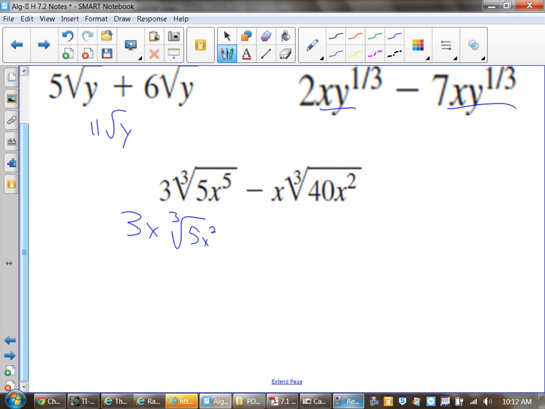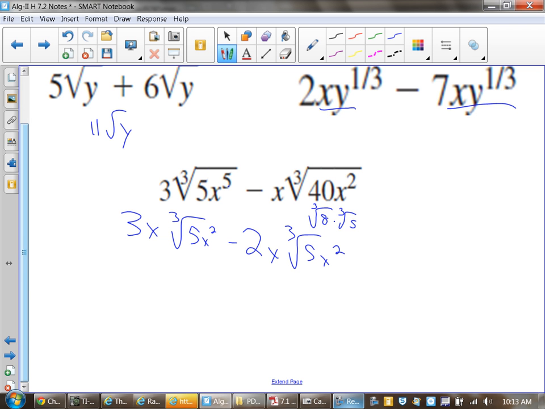What's a perfect cube that's hiding within the 40? Here's a hint. What's 40 divided by 5? 8. Okay? So the cube root of 40 would be the cube root of 8 and the cube root of 5. Okay? It's helping you to create those common terms. So you break it apart. You wind up with minus 2x cube root of 5x squared.